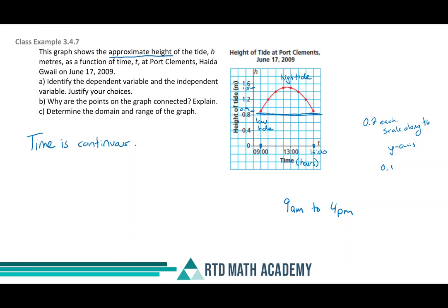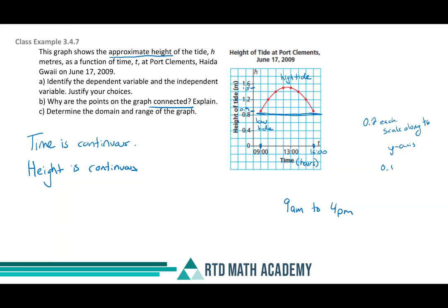Height is actually also a continuous unit of measurement. The ocean doesn't just start at 0.9 meters deep and then magically jump to 1.5 meters deep. Over time, it hits 0.9, 0.95, 0.99, 1.0, 1.3, 1.7, whatever it happens to be all the way along. It has to gradually increase and gradually decrease, and it hits all of those units of measurement. And this is why we connect the lines.